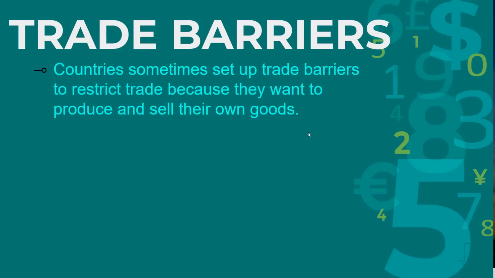So countries sometimes set up trade barriers to restrict trade because they want to produce and sell their own goods. Now that sounds counterproductive, but they want to sell their own things. So let me give you some examples real quick, and then we're going to keep going.